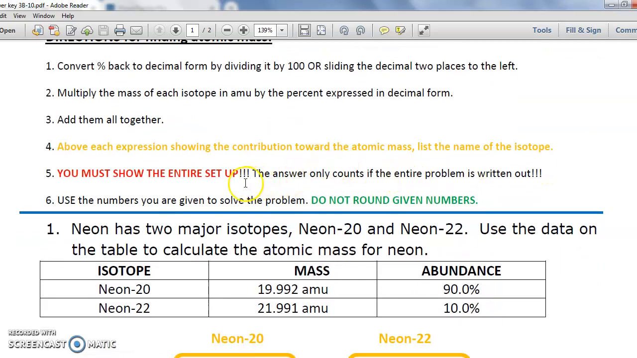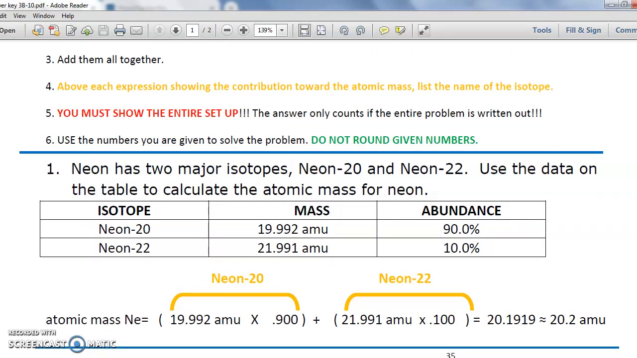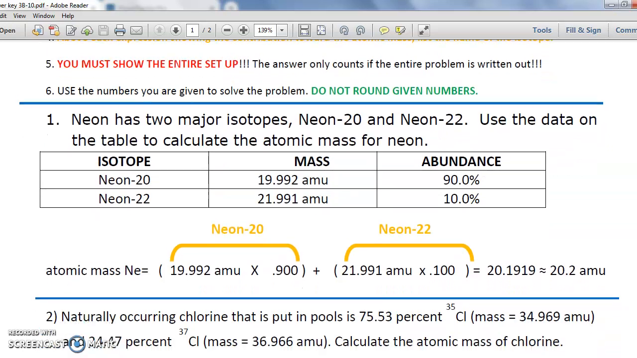Also, anytime we do problems in here, you must show the entire setup. A lot of you want to just list the answer and do all the work on your calculator. Well, that will not count for any points. The answer only counts if you show the entire problem. That is just the way things are done in chemistry.